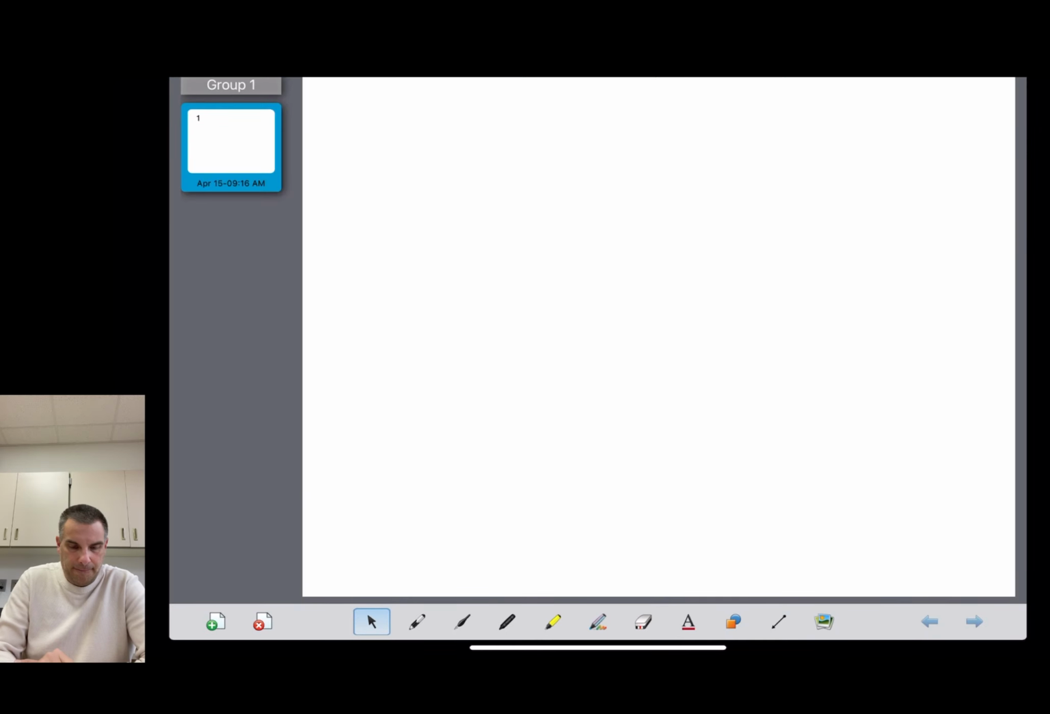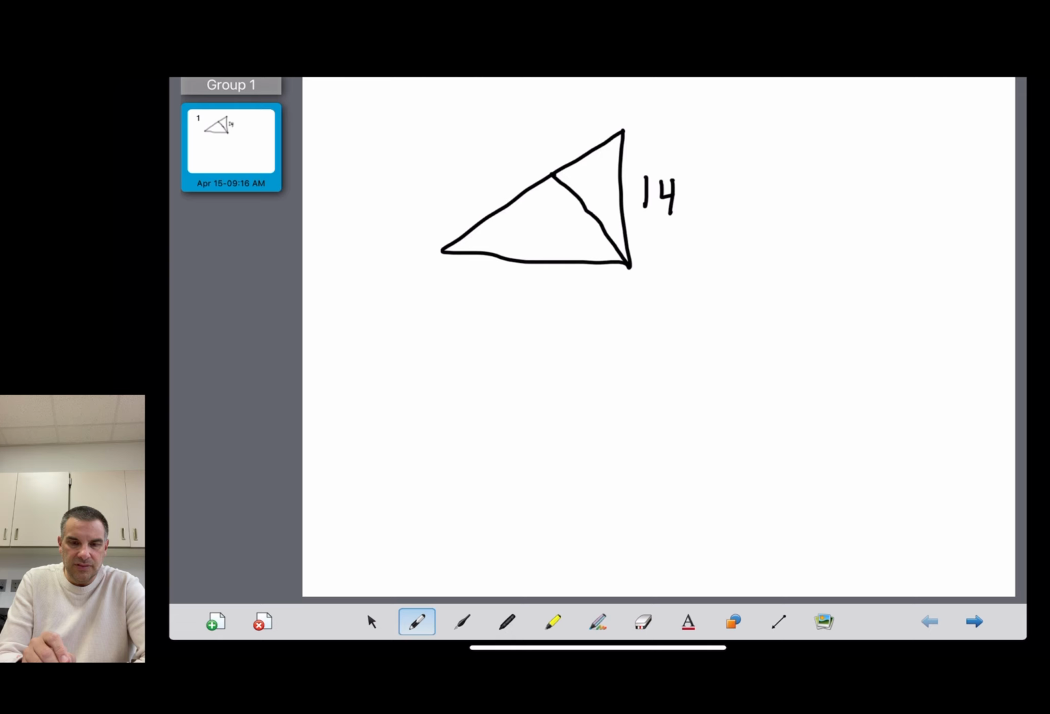Next one. Let's get the pen going. We're going to go, this is 14, this is 6, and this is x. Here's my right angle. So first think about what you're given. You're given a leg. So the leg squared is equal to part, which is 6.